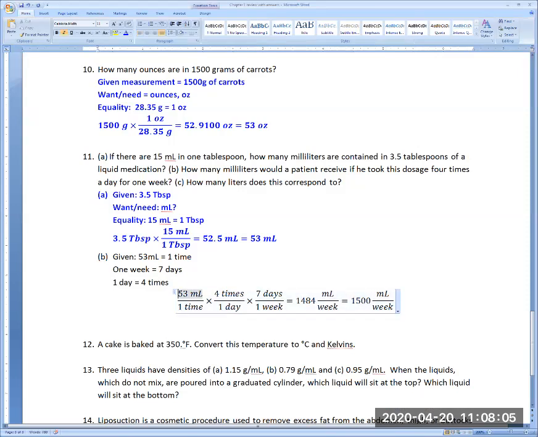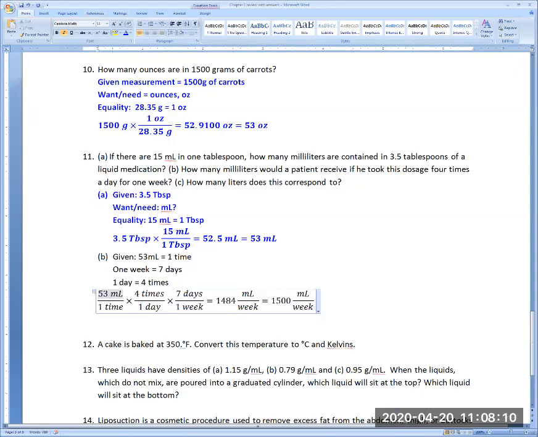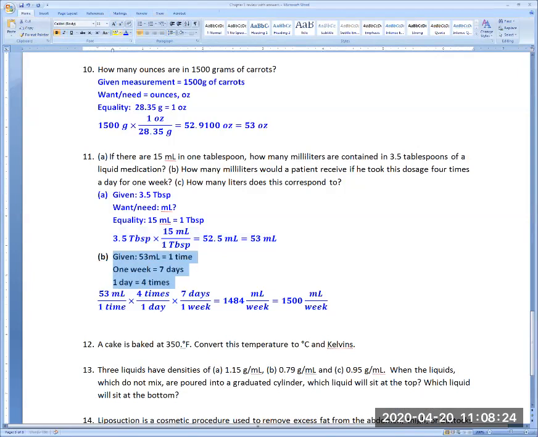So sometimes, yeah, calculations like that have not a single unit. I'm sorry about that, because I say your given measurements should always be the one with the single unit. But sometimes it doesn't work this way. So this way we calculated the amount that would be taken for over a week. How many liters does this correspond to?